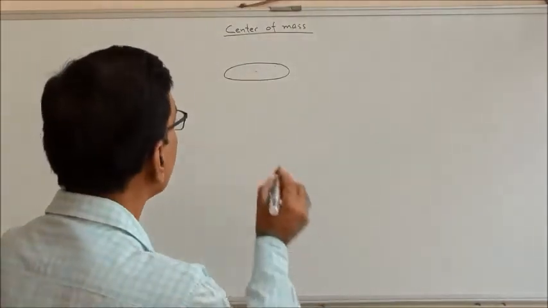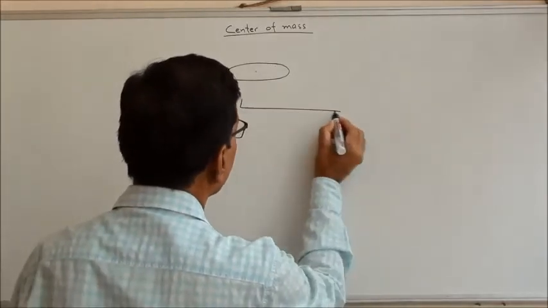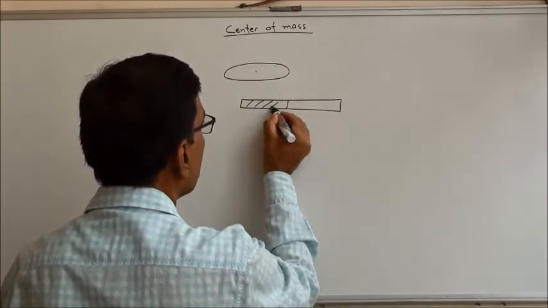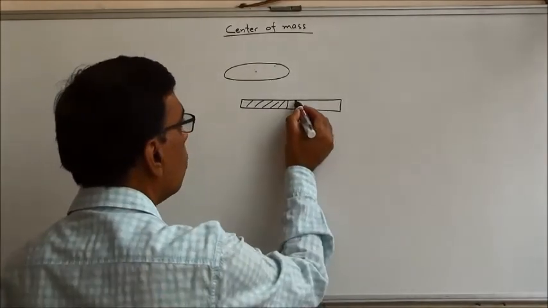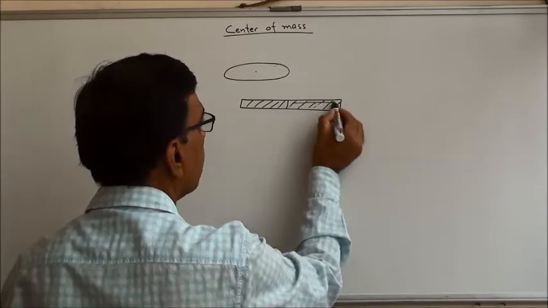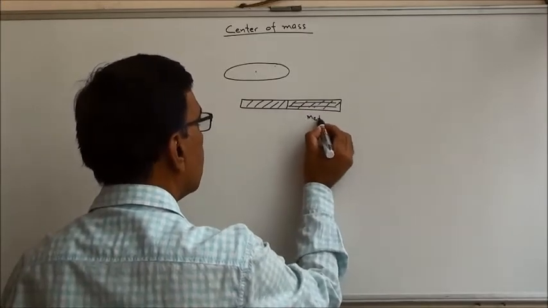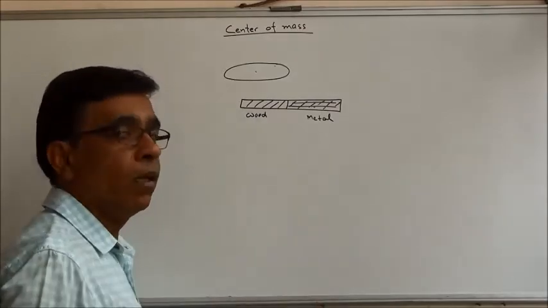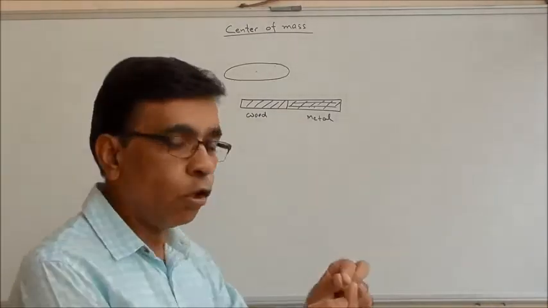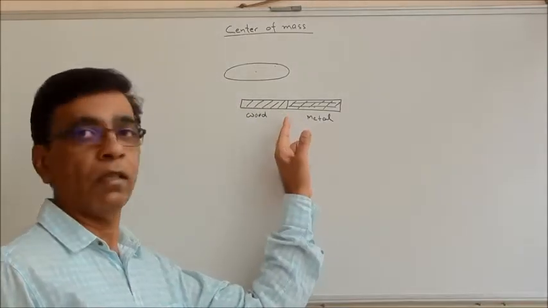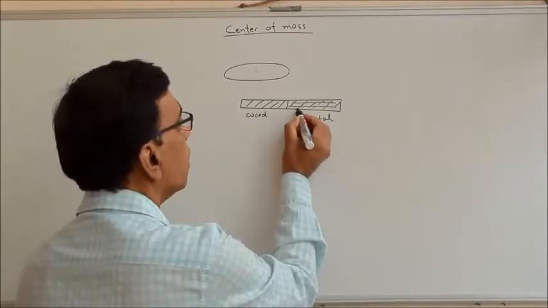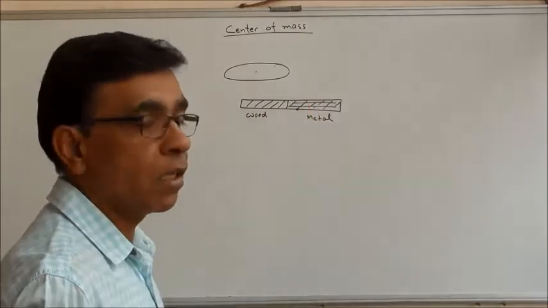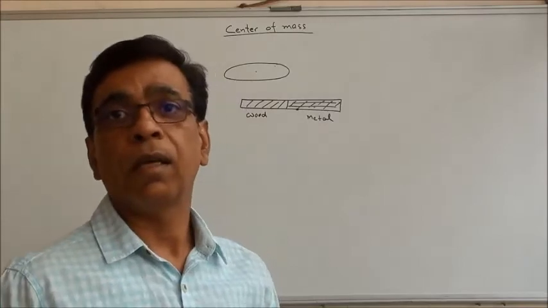If it is not, let me take another example: there is a rod and half of it is made up of cardboard, another half is made up of metal. Let this be metal and this be cardboard or just wood. Then I cannot balance this at the center. It will be somewhere here. So center of mass will be in this.